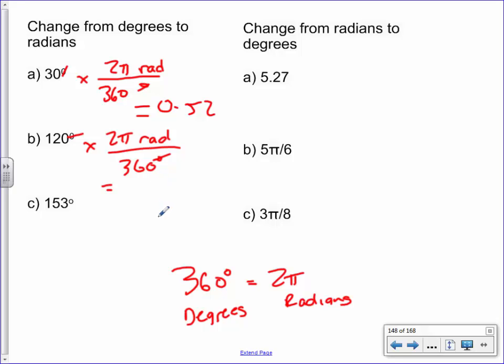What do you get? 2.01. No, let's call it 2.19 radians.